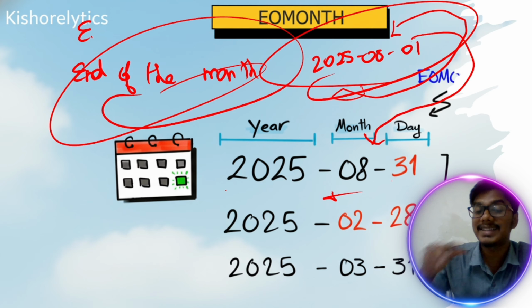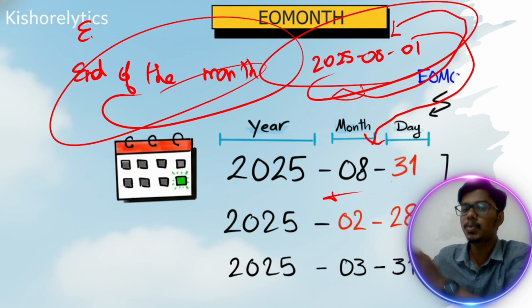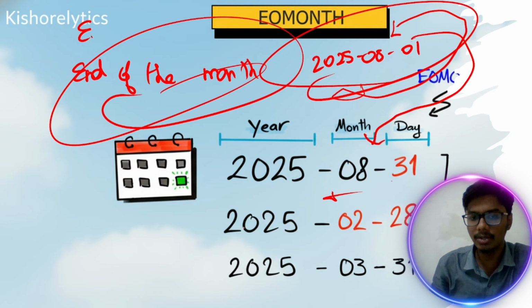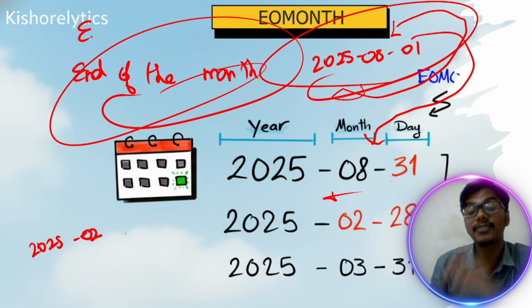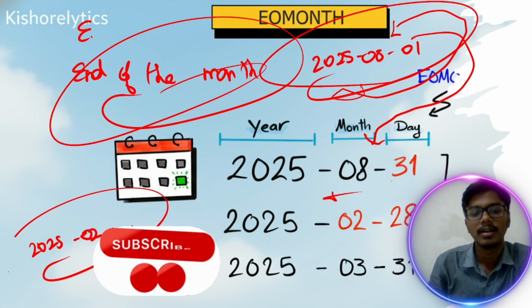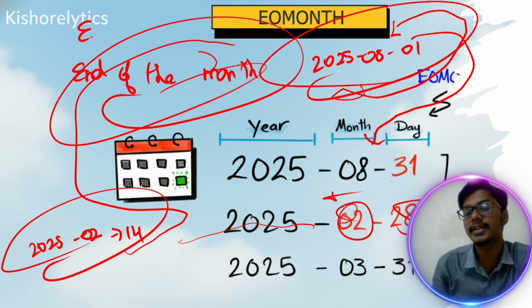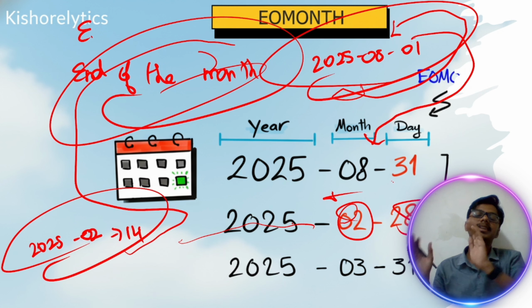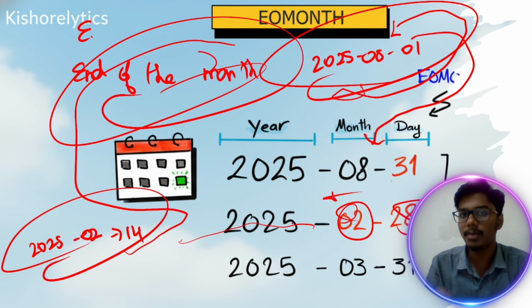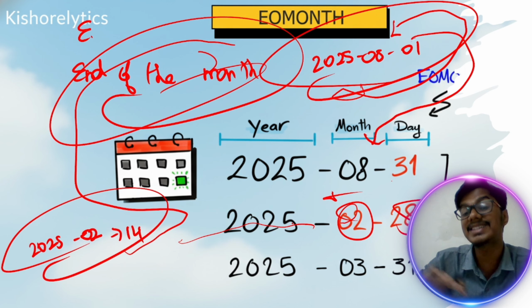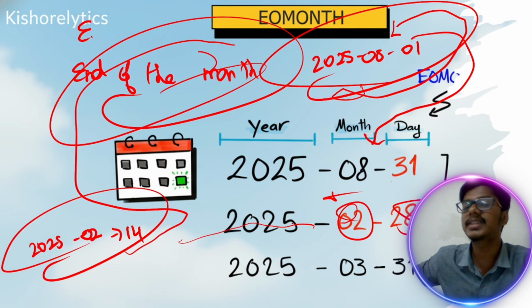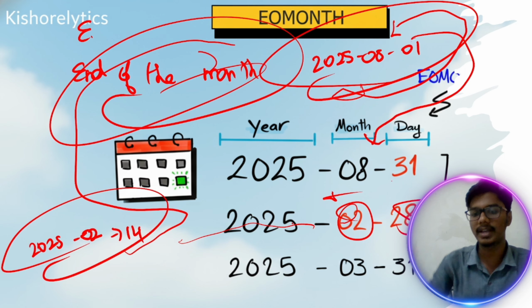What does it mean? As the name says, we give as output the end of the month. If we give 2025-02-14 to the EOMONTH, it will give us the end of February. If it is a leap year, it will give us 29; if it is a normal year, it gives 28. It always gives the output as the end of the month, even if the date is already at the end of the month.